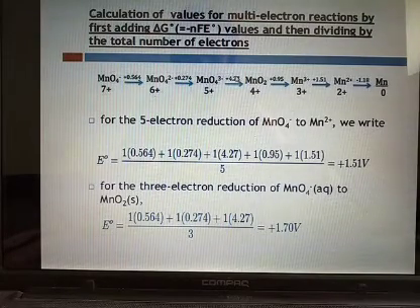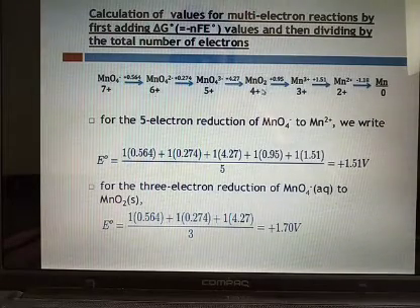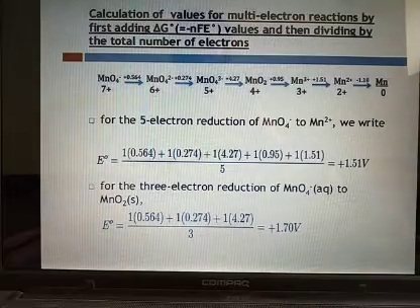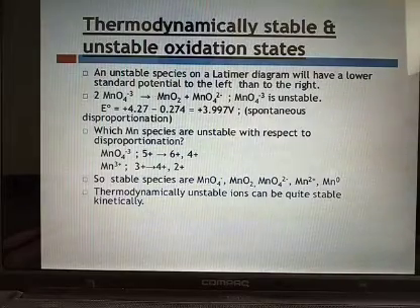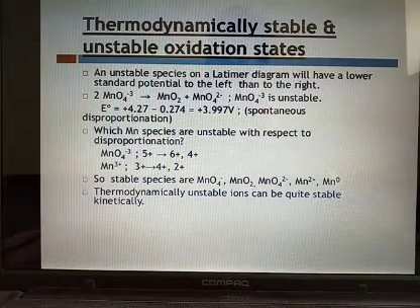MnO4-, and in MnO2 the oxidation state is +4, then divided by 3, the number of electrons, that once again gives a positive value, 1.70 volts. Then thermodynamically we can say whether an oxidation state is stable or unstable by predicting from this value.